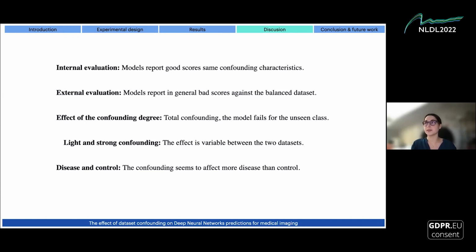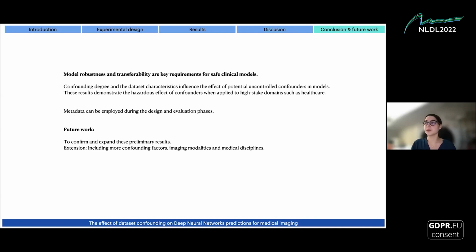So as conclusion and future work, we want to say that model robustness and transferability are key requirements for safe clinical models. This is especially important because it is already a problem that models are not working, and this is very important in high-stakes domains such as healthcare. So these experiments prove that these results can have a strong effect.